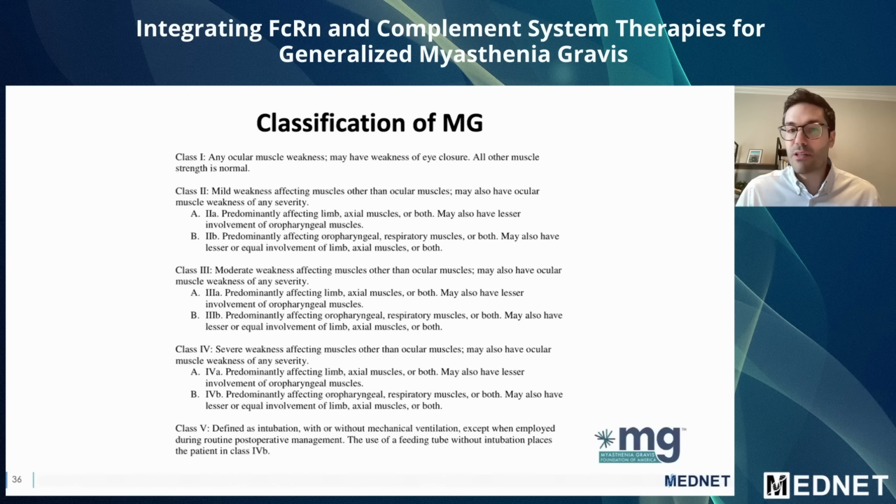Now, say that you have made an accurate diagnosis of MG. There are some scoring systems that I want to go over. These are important for the newer therapies because once you submit to insurance, insurance is going to want to look at these scores for approval.